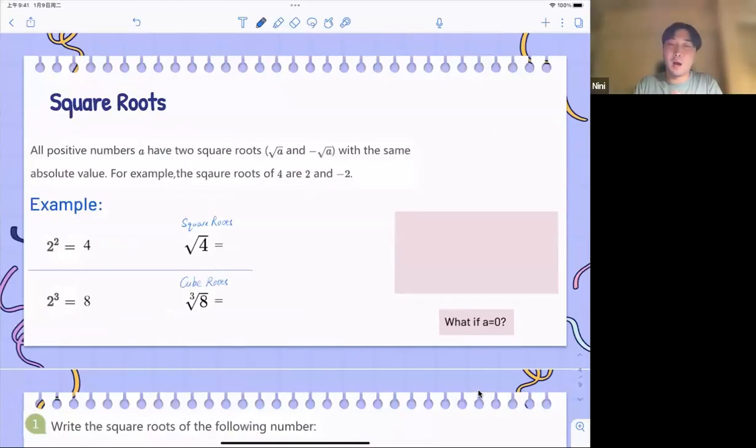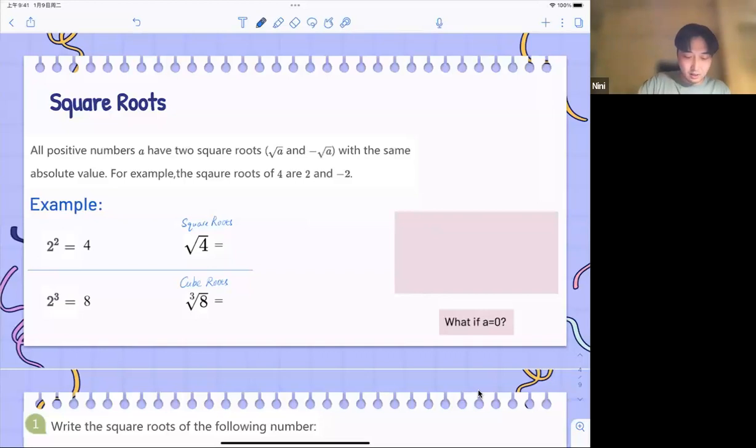Okay, let's move on to square roots. One thing you should remember is that all positive numbers A have 2 square roots, which are the square root of A and minus the square root of A. That is because the first one is positive and the second one is negative, so both of them have the same absolute value. For example, the square roots of 4 are 2 and minus 2.